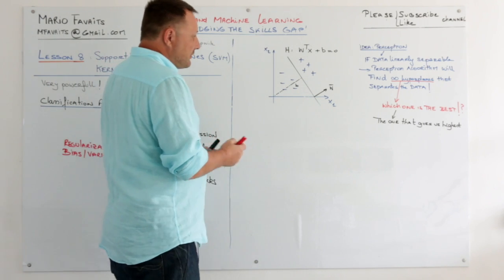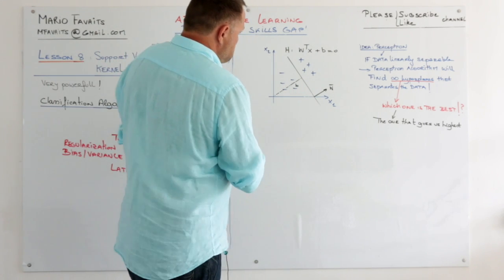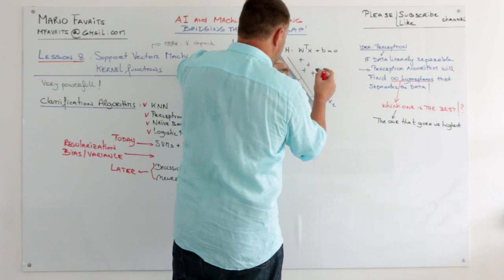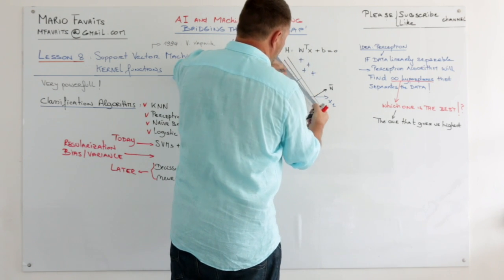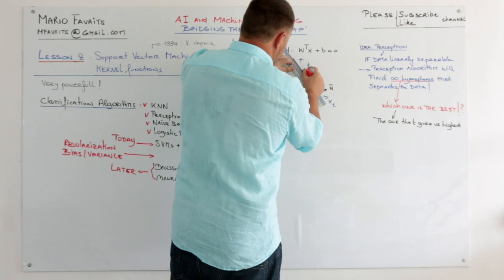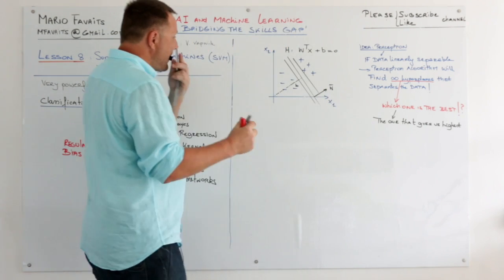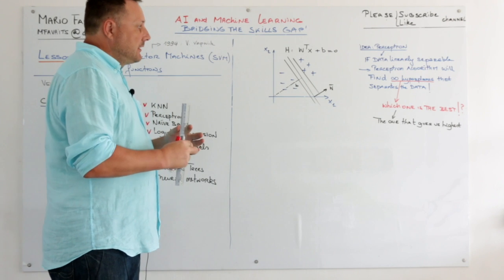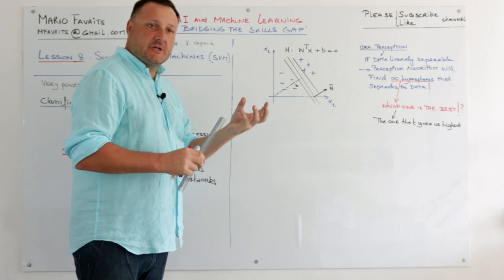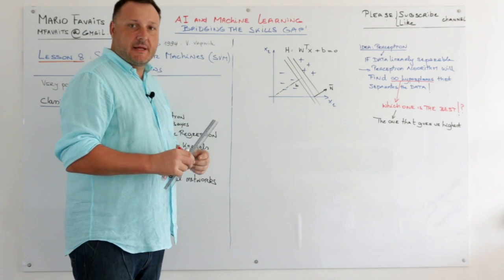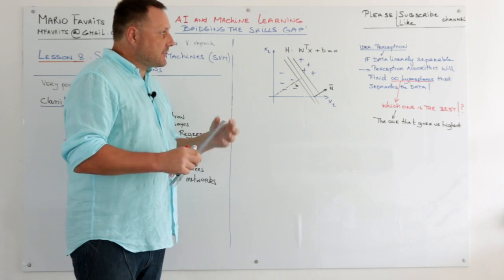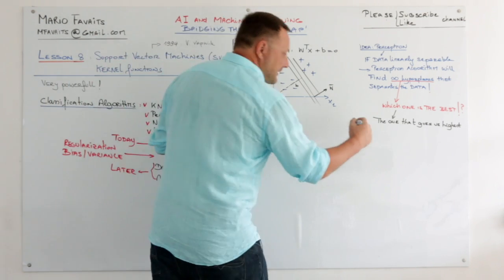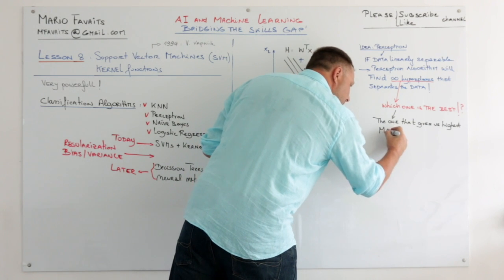And that's true because I could have had this one. Or this one. Yeah? There's many hyperplanes possible. So of course this triggers a question: what's now the best hyperplane? Well, and that's the whole idea of SVMs. The best hyperplane is the one that gives you the highest margin.